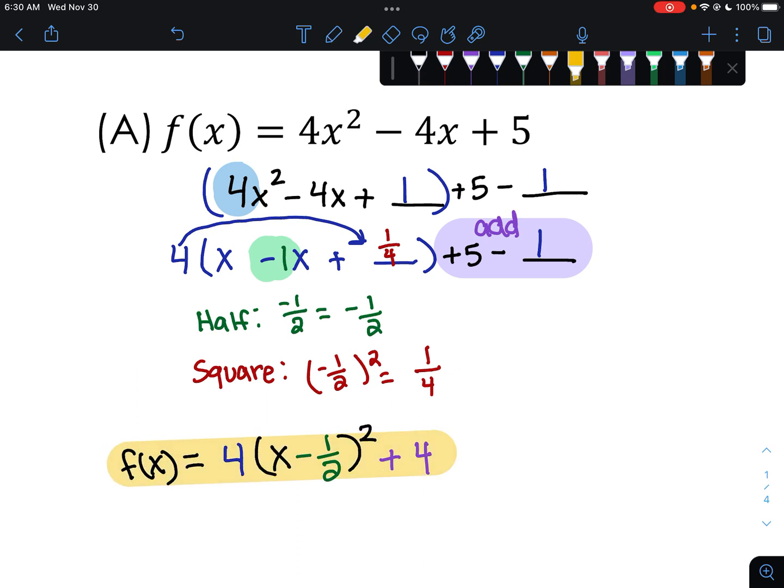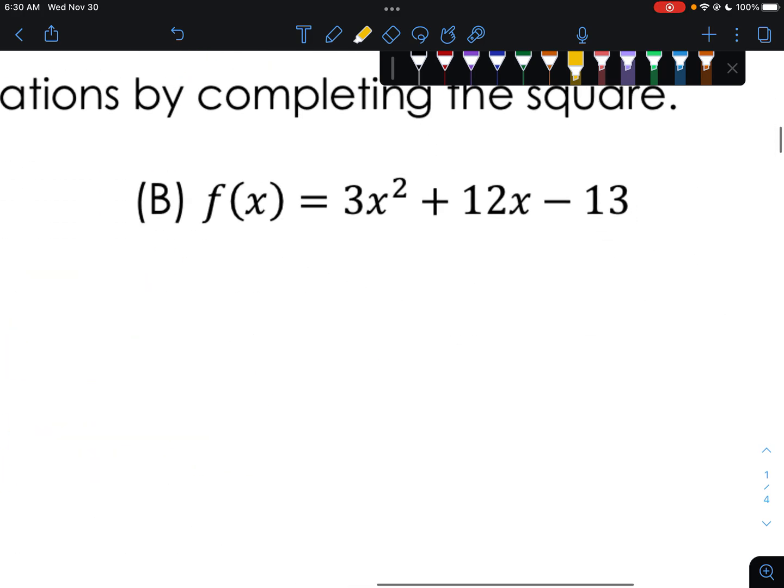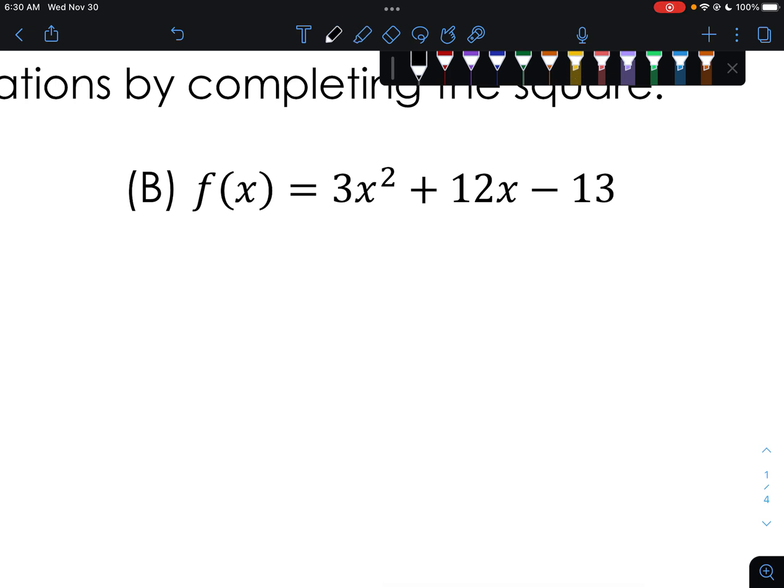And you can always check yourself by graphing the original function right here and graphing what we just got, and you should be getting the exact same graph. Looking at part B, so same concept.